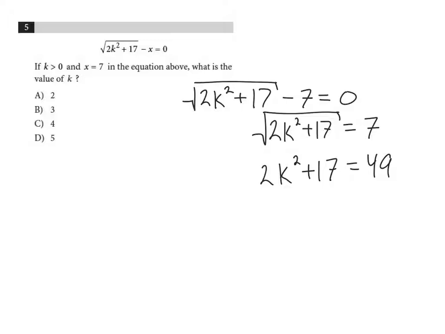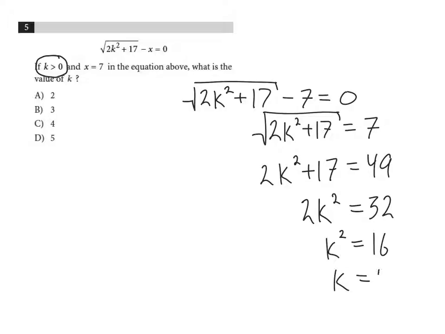We need to isolate the power. So subtract 17 from both sides, and we'll get 32. We're going to divide by 2 on both sides, and we'll get k squared equals 16. The square root of k squared, well, that could be either -4 or +4, but we know that k is greater than 0, so in this case, k is going to be +4.